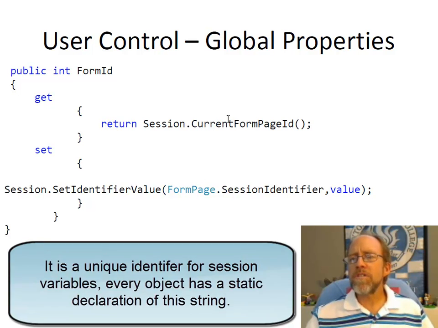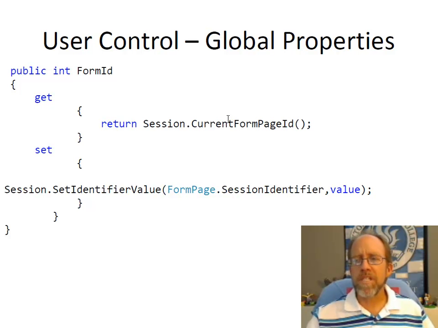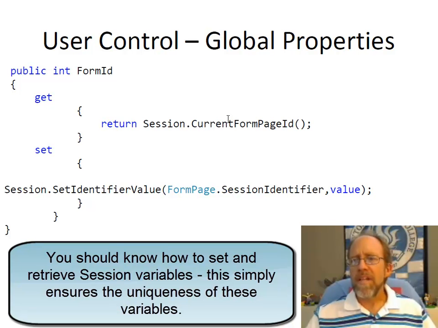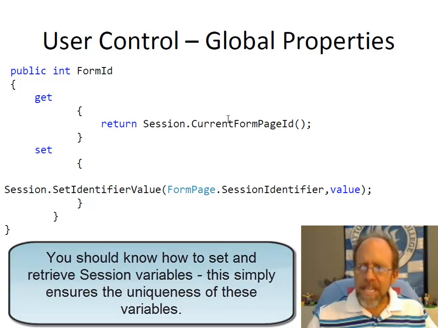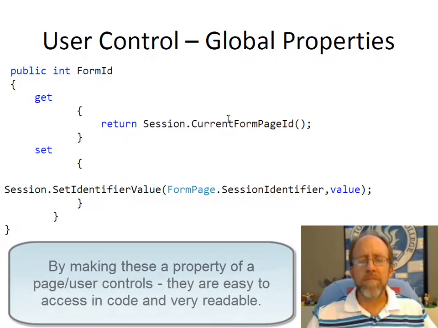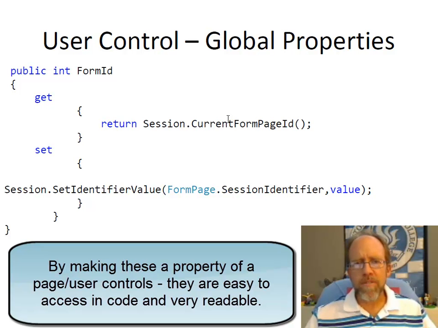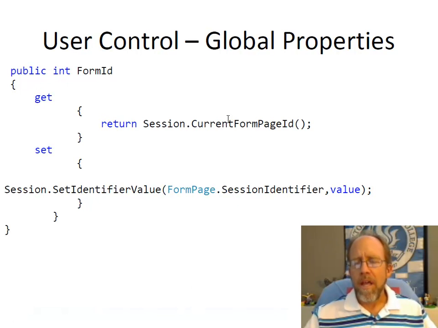And it uses something called a session identifier, which is a global constant string variable that says this is the name of the session identifier for this object. So in other words, I don't have these strings floating around that I have to remember. Every object that I create that needs to be passed by ID inside of a session has an implementation of a session identifier. So in this case, form page has that.